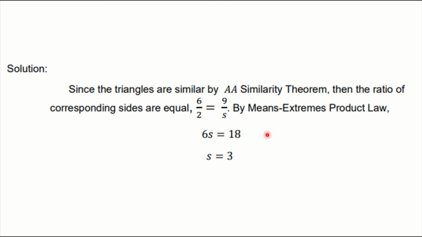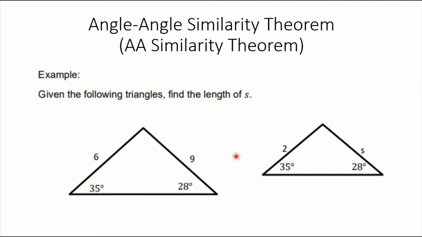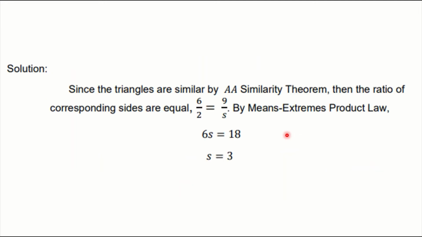Okay? So by means extremes product law, we can obtain 6S is equal to 18. 2 times 9 is 18. Then we have to divide both sides by 6. So therefore, the answer is 3. So the value of S is 3. Okay? So gagamit ka lang ng proportion to get the answer.